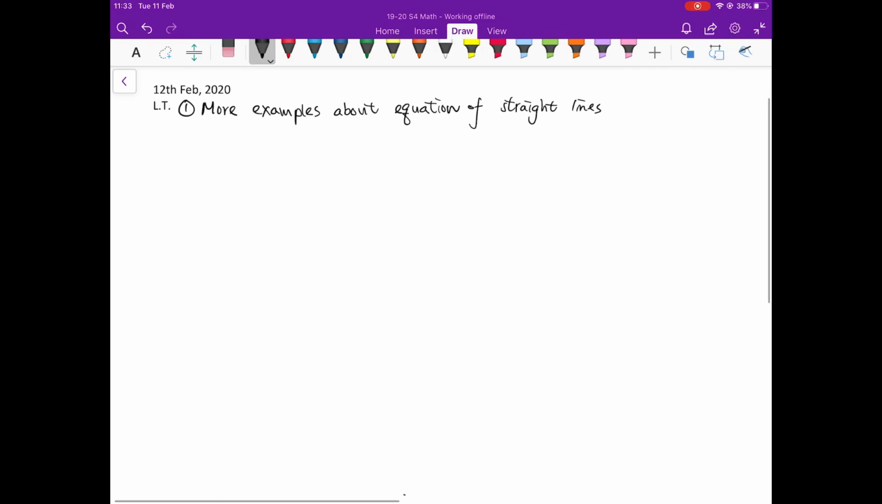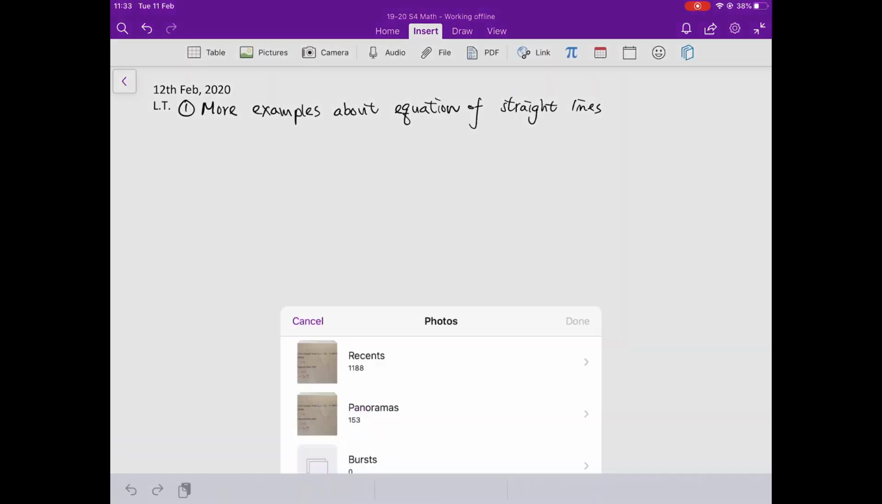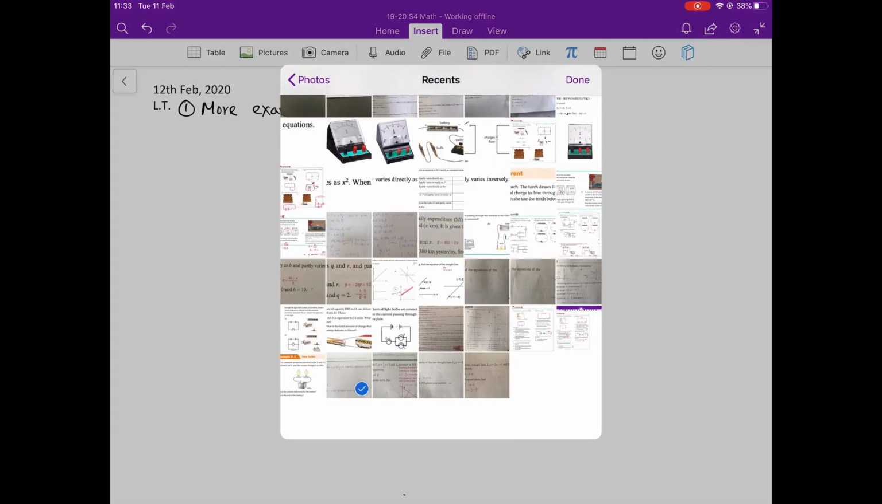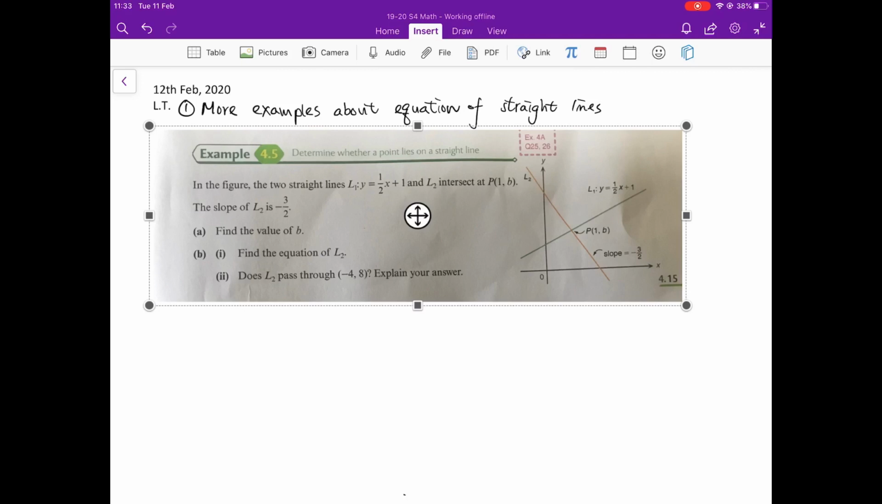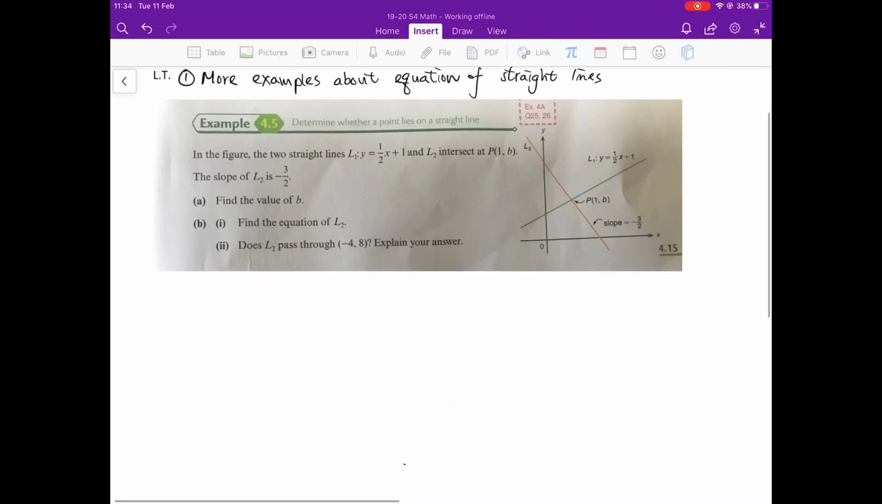Okay, so I'm going to give you two examples. And the first one will be example 4.5. It is in your textbook, page 4.15. So let's take a look at the questions together.